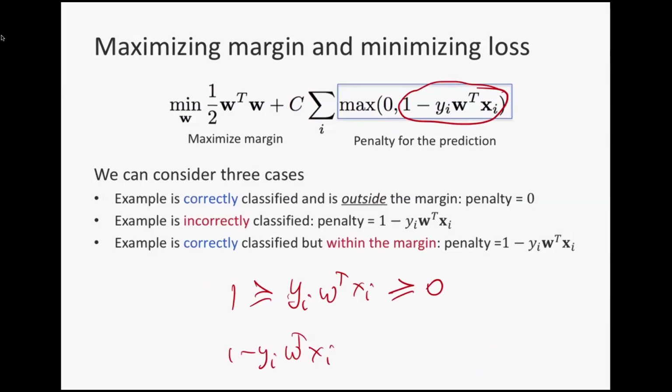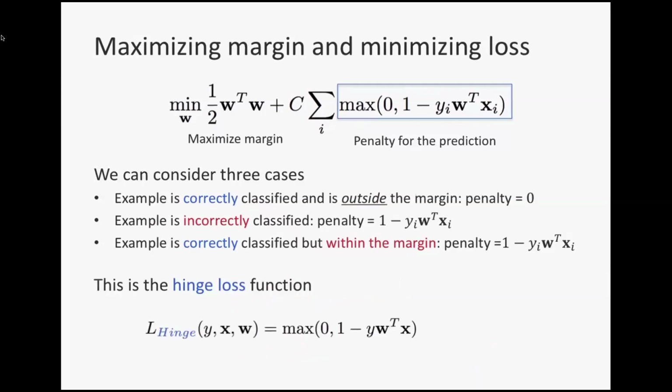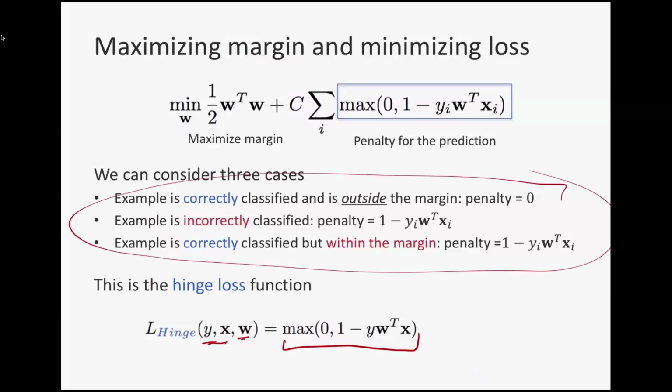This expression, max of 0, 1 minus yw transpose x, has a name. It's called the hinge loss. The hinge loss is simply, given an example x, y and a weight vector w, penalize the weights according to this scheme. Correct prediction outside the margin, no penalty. Everything else gets a penalty. Even if the example is correctly predicted, it gets a small penalty because it's inside the margin.